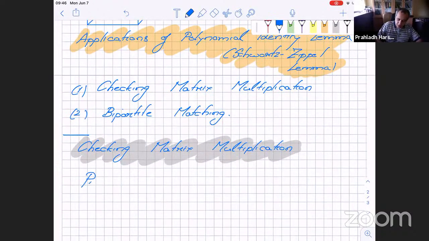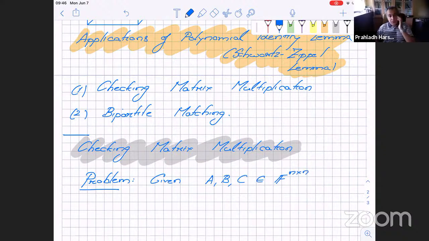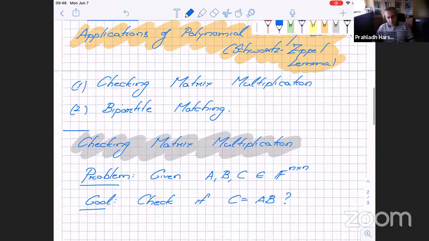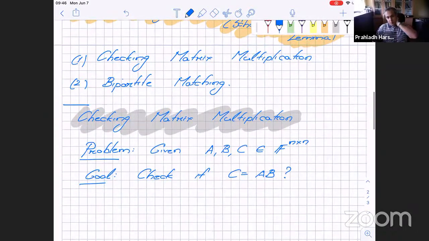So what's the problem here? You're given matrices A, B, and C, and think of them as n by n matrices over some finite field. The goal is to check if C is in fact equal to the product of A and B. So that's what we want to check: whether C is equal to AB.